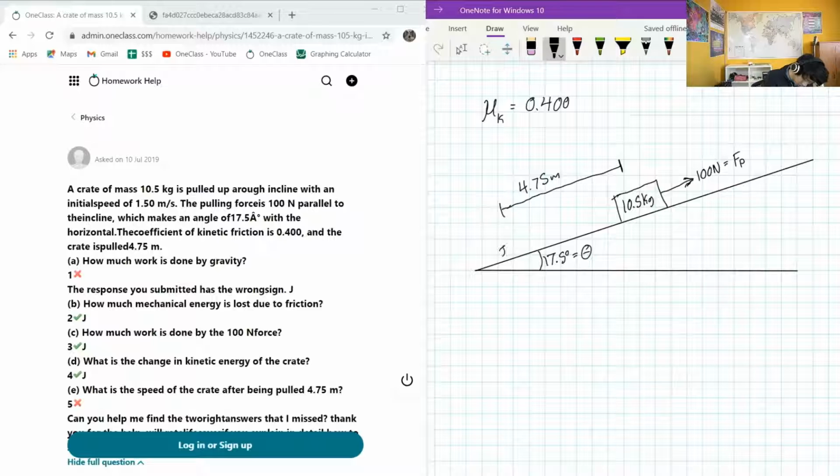Initial position. Its initial velocity, let's call that v0 for initial, is 1.5 meters per second up the ramp. I'm going to assume up the ramp because we have a force pulling it up there. So 1.50 meters per second. Cool, so this is all the information that was given to us directly from the question. Now we can do some things, make some calculations, and determine some things that are not directly given to us from the question.